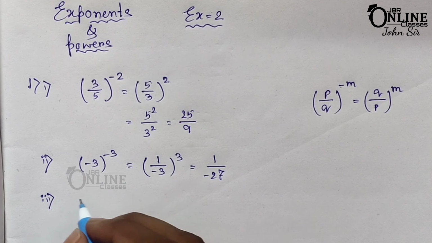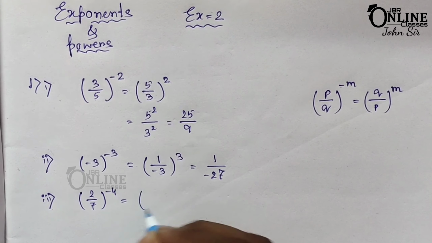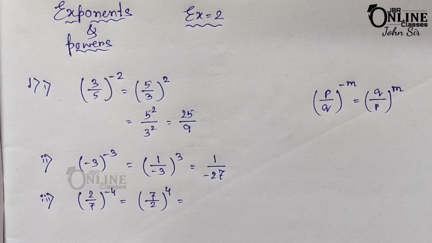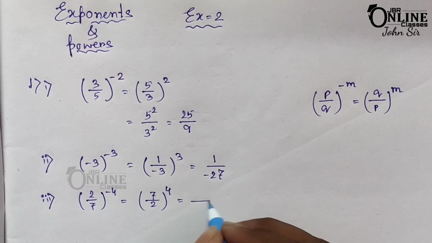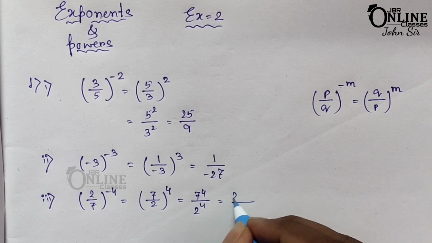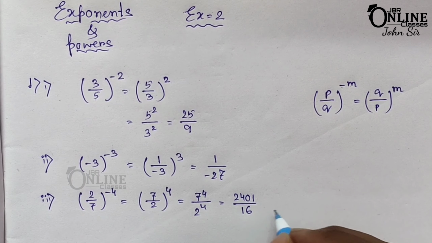Now number 3, (2/7) to the power minus 4, that means (7/2) to the power 4. So now you have to find 7 to the power 4. Now what is the value of 7 to the power 4? So write down 7 to the power 4 and here 2 to the power 4. Now 7 to the power 4 means 2401 and 2 to the power 4 means 16. So this is the answer.